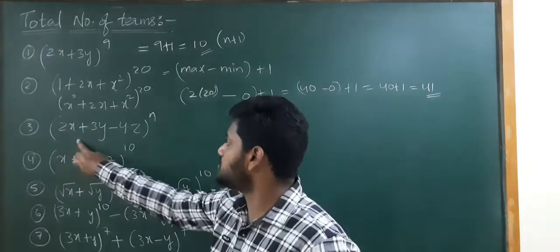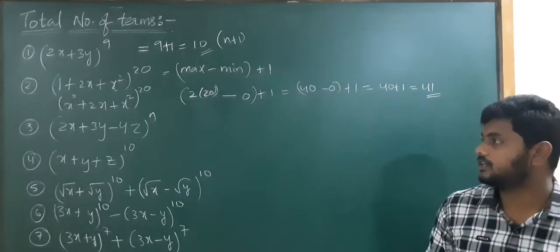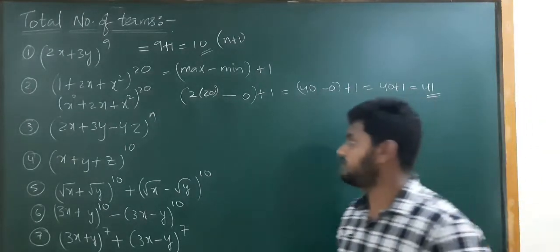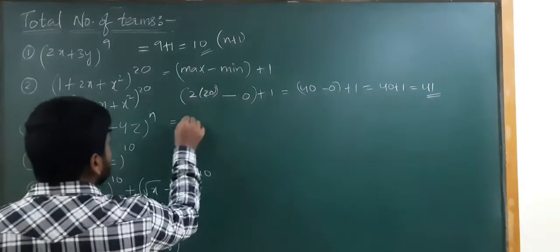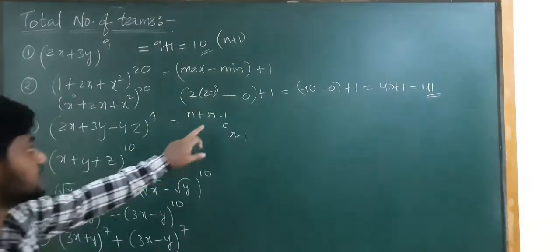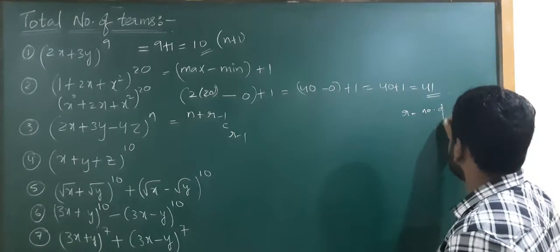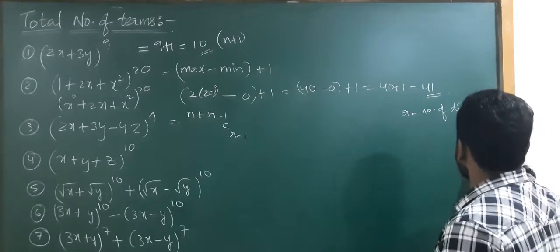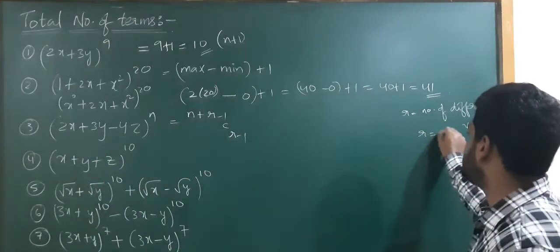Next one, (2x plus 3y minus 4z) whole to the power of n. This is another type, which has different types of variables, like x, y, z. We have 3 different types of variables. For that, what is the formula? n plus r minus 1 C r minus 1. What is the r value? r means the number of different variables. Here how many different variables do we have? x, y, z, 3 different. So r value will be 3.